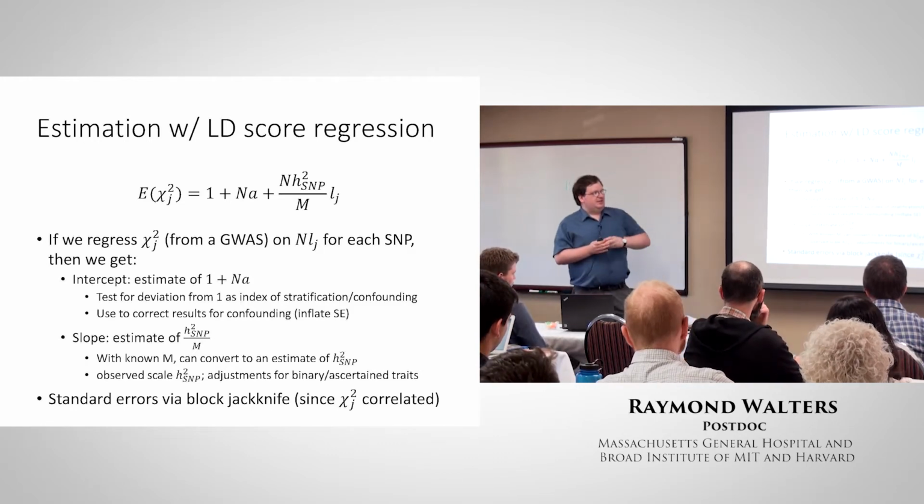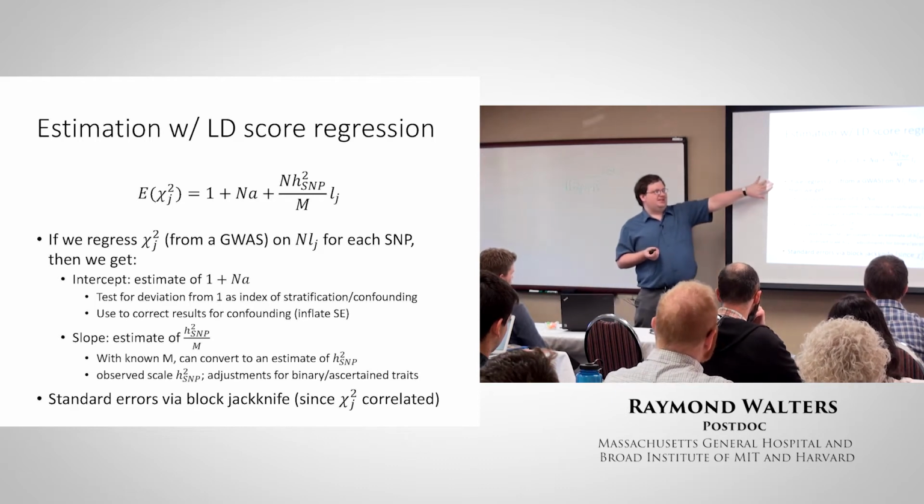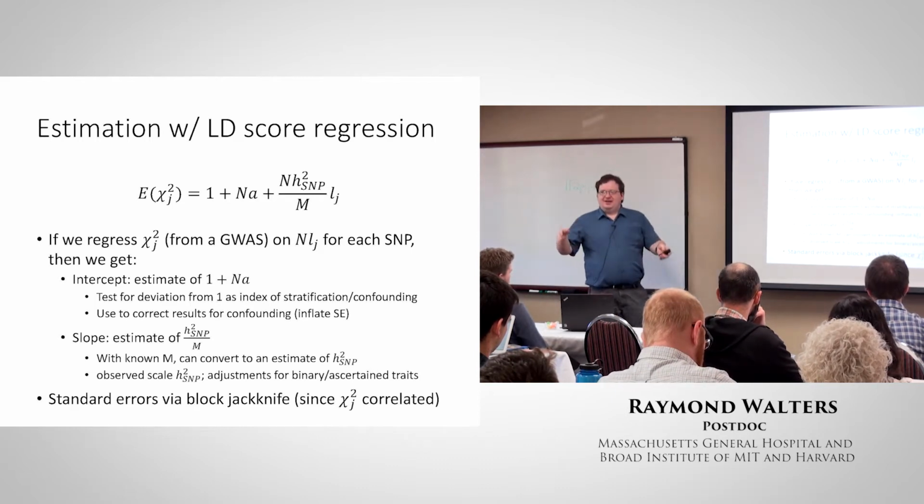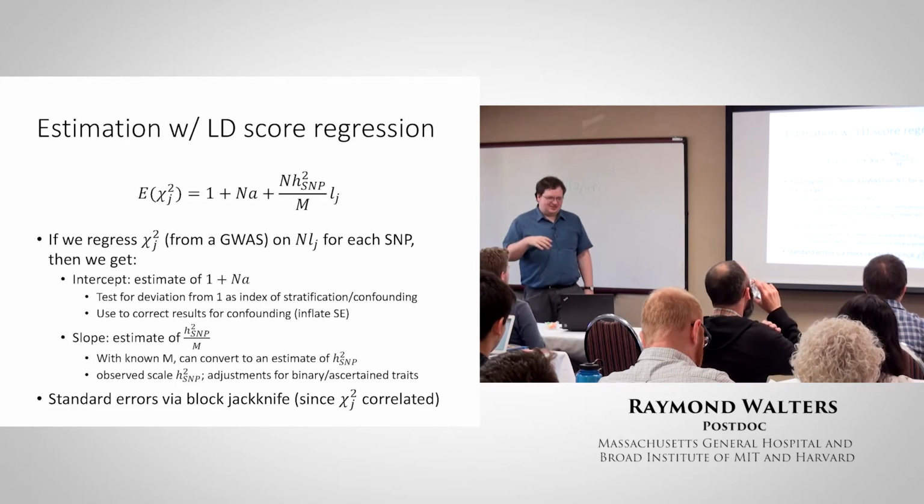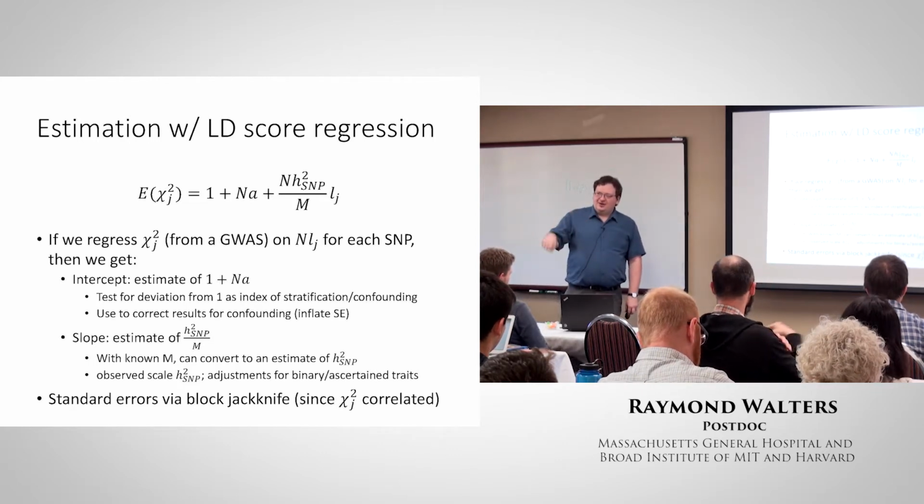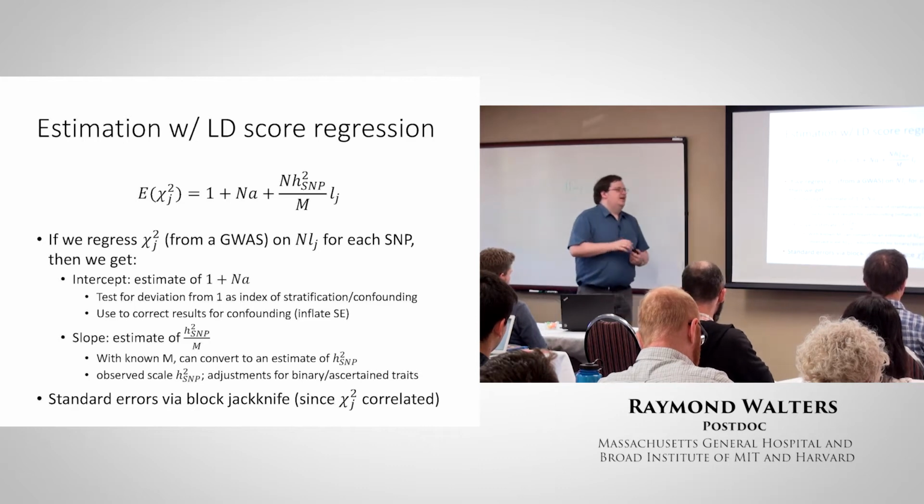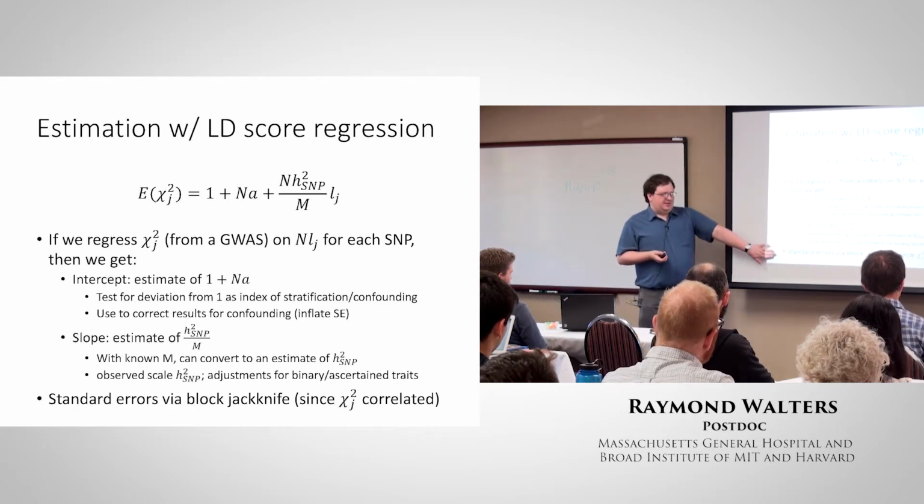And given that we're regressing a set of things that are correlated, because we're plugging in all of our GWAS summary statistics so that LD still persists for the association between SNPs, the standard OLS standard errors aren't going to work. And so we instead do standard errors via block jackknife.